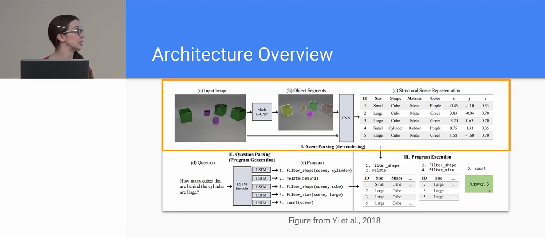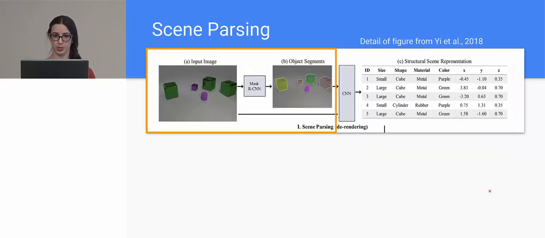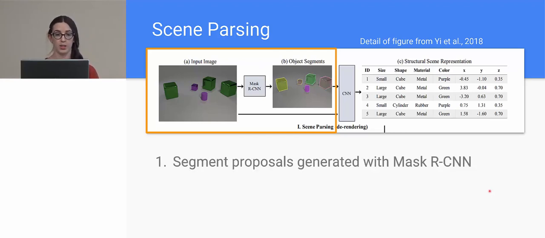So first we're going to focus on this top part, the scene parsing, and this is where the computer vision comes in. So the scene parser is actually two networks, or it's performed in two steps. The first step is a mask RCNN, which actually gives us the mask of each object. So it generates segment proposals.